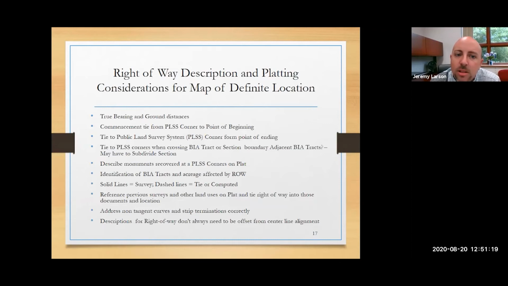Our Bureau of Land Management, who will concur to the survey, will want to see the true bearing and ground distances, the commencement ties from the PLS corner to the point of beginning, to tie the public land survey system corner to the point of ending, and describe monuments recovered. Also the identification of the BIA tracts and acreage affected by the right-of-way; solid lines equal survey, dash lines equal tie computed. All these things need to be included in the map of definite location or the survey that correlates to the right-of-way project.